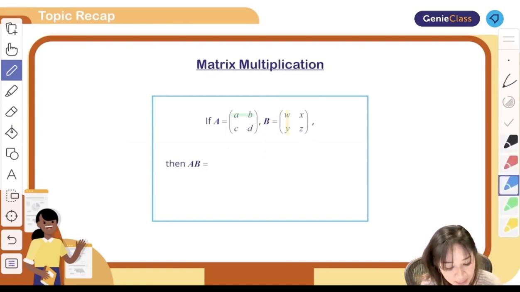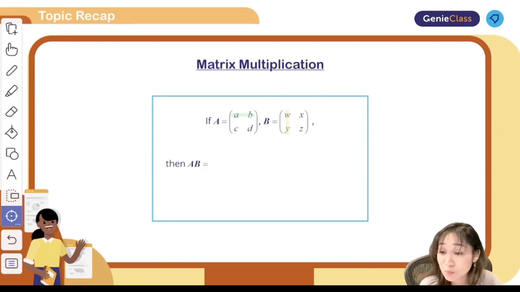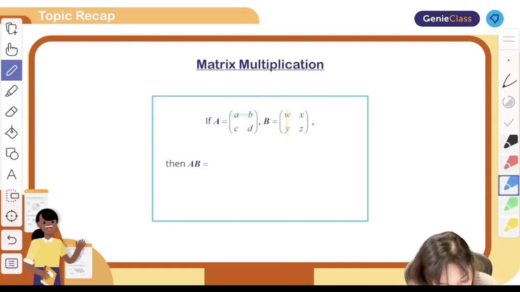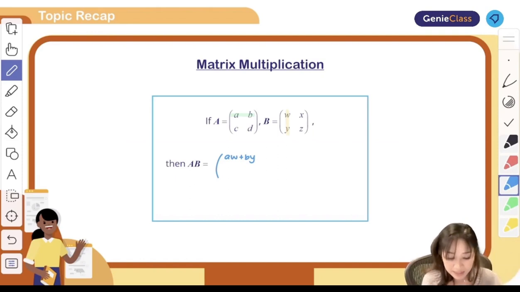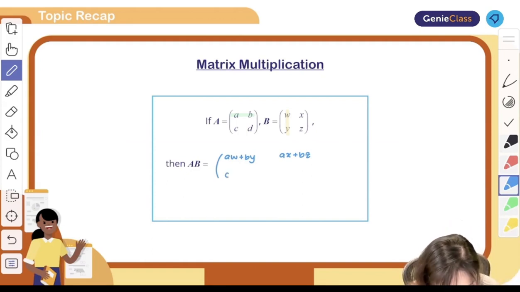Okay, so we take element A times W plus B times Y. So AW plus BY, that's top row, first column. Now top row, second column will be AX plus BZ. Now bottom row, so now I'm going to look at C and D, and then first column first, so it will be CW plus DY, and now second column, so CX plus DZ.